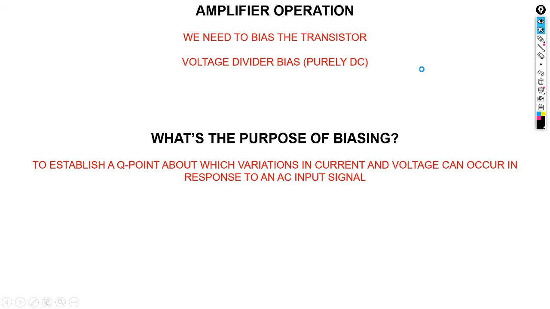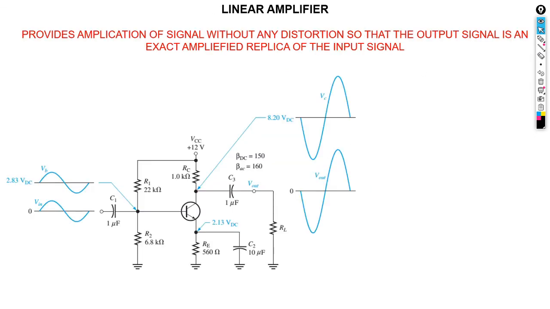Let's have a look at a linear amplifier. This linear amplifier provides amplification of a signal without any distortion, so that the output signal is an exact replica of the input. From the video that we discussed, we need to bias our diodes, and to bias it, we're going to use a voltage divider. Can you see? I will put it in red. This voltage divider is just to bias our diode so that we're going to have a Q point.